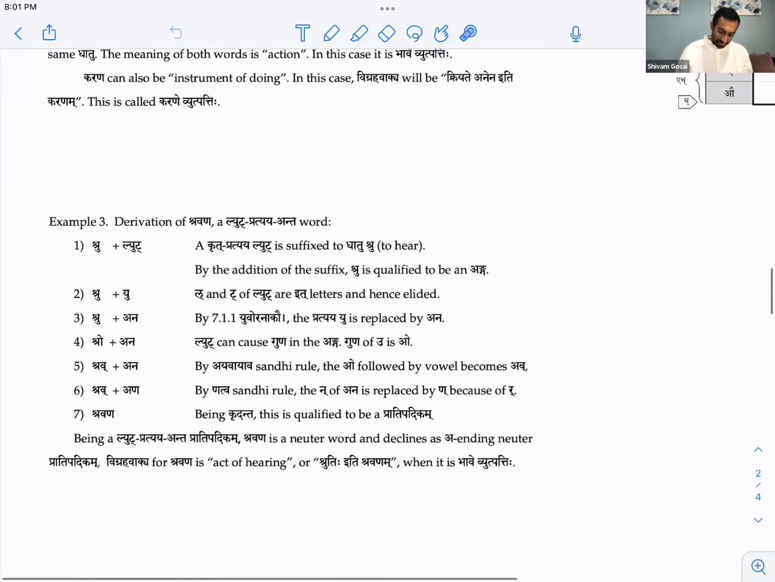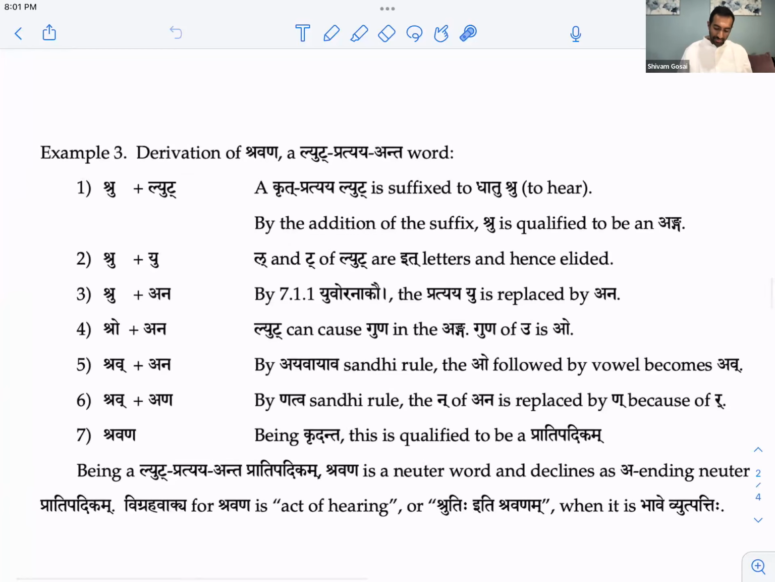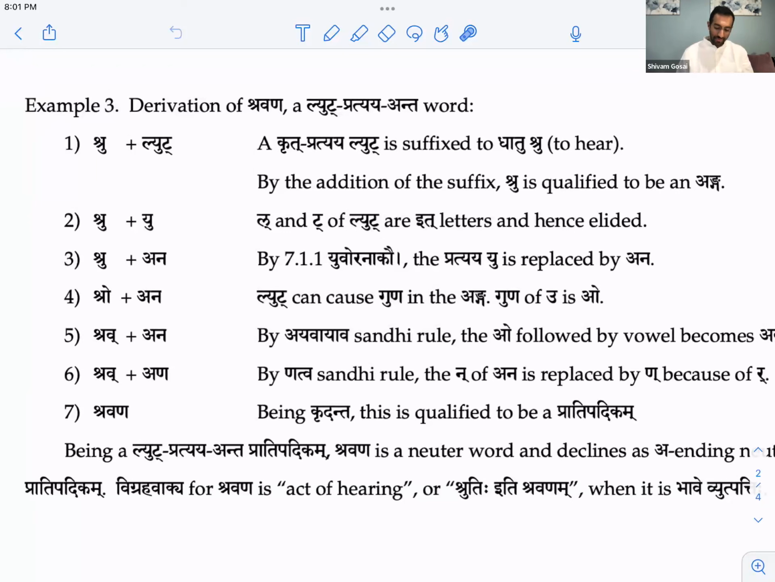Let's see one more example. We're going to make the word shravana. Have you heard the word shravana? Yeah, the word itself means hearing. So I hope you heard. Okay. Shru, to hear, is added to lyut, or lyut is added to shru. Lyut becomes yu, which becomes ana. This much we're clear.